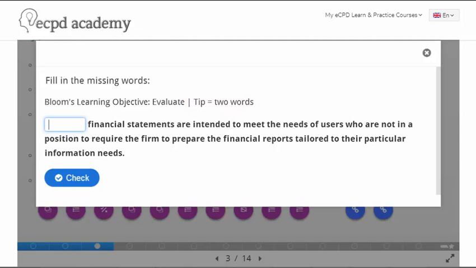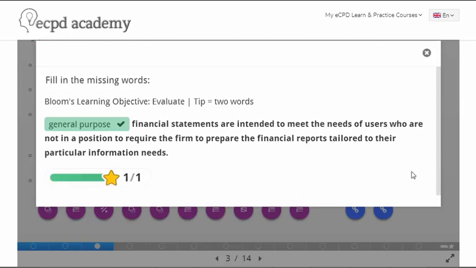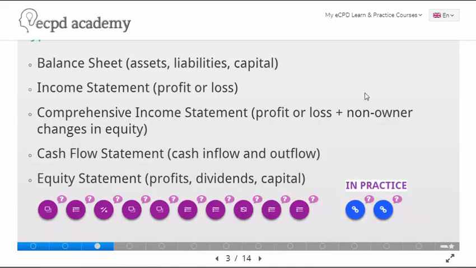Your possibilities may have used purpose and the phrase not tailored. So what about an answer phrase, general purpose? Let us try that, shall we? Well, while I just led you to the answer, I hope I helped you tap into your analytical and evaluation skills to think of the correct answer. These higher order learning skills are what we at eCPD Academy would like you to develop.